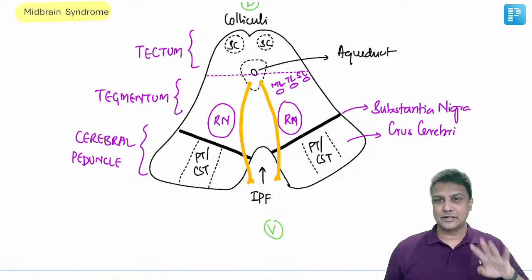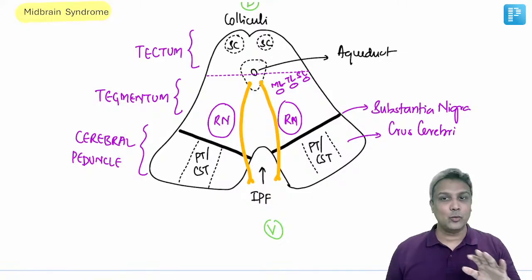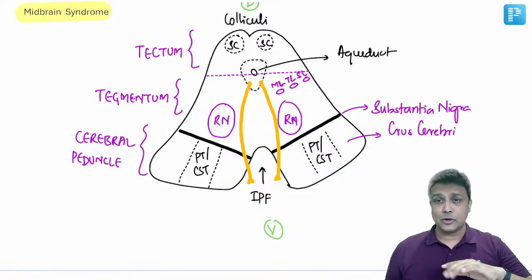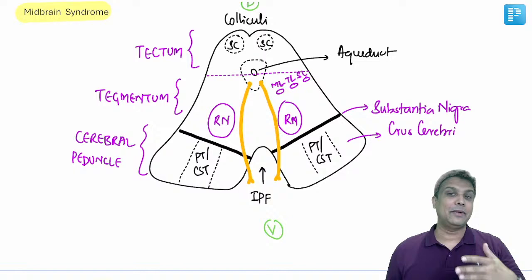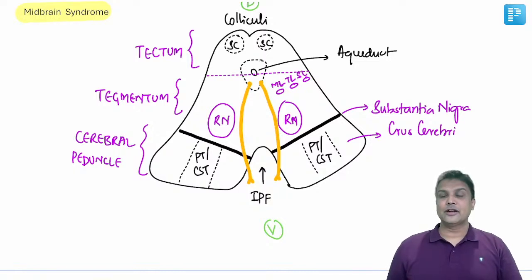Now, one more lemniscus, the fourth one, the lateral lemniscus, is not visible here at this position. Why? Because the lateral lemniscus, which is a part of the auditory pathway, continues along with the inferior colliculus itself, and that's the reason why you won't find it at the level of the superior colliculus.